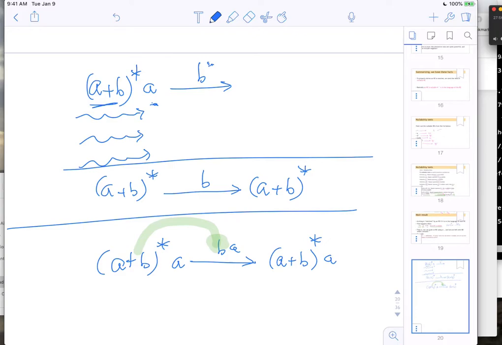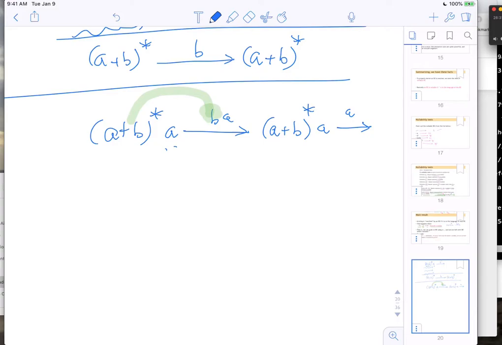Is this working? I want to derive (A plus B) star A from (A plus B) star A, BA, a longer string. I'm working on it piece by piece. I know that B cannot come from the trailing A. So I'm trying to pull B out of (A plus B) star. Would it be (A plus B) star A or epsilon?